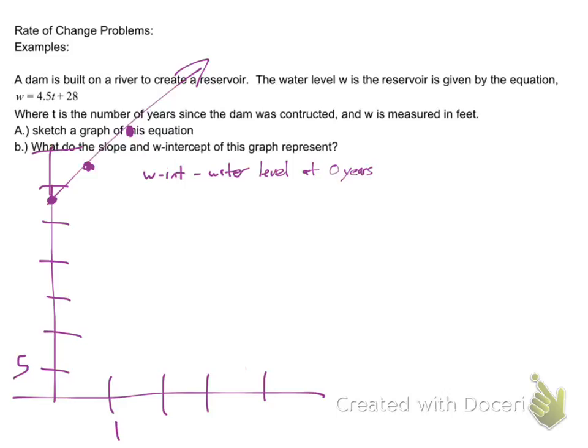What does the slope mean, though? Yeah, every year, the water increases 4.5 feet. That's a rate of change, right? Got there. So it goes up 4.5 feet for every year change. It might be a better one to say that as well. That's all I'm asking you. Just kind of break the problem apart and explain what it means to have a rate of change.